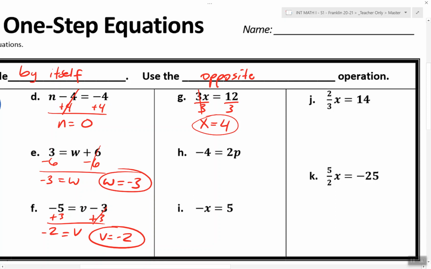On part H, again, we have the variable on the right-hand side, but still do the same work, right? It says 2 times p, so we're going to divide by 2. Those 2's will cancel, and p equals negative 2. Again, feel free to rewrite that if you like. For example I, it says negative x equals 5. That's a negative 1 in front of the x, so you can divide by negative 1. And x will equal negative 5.